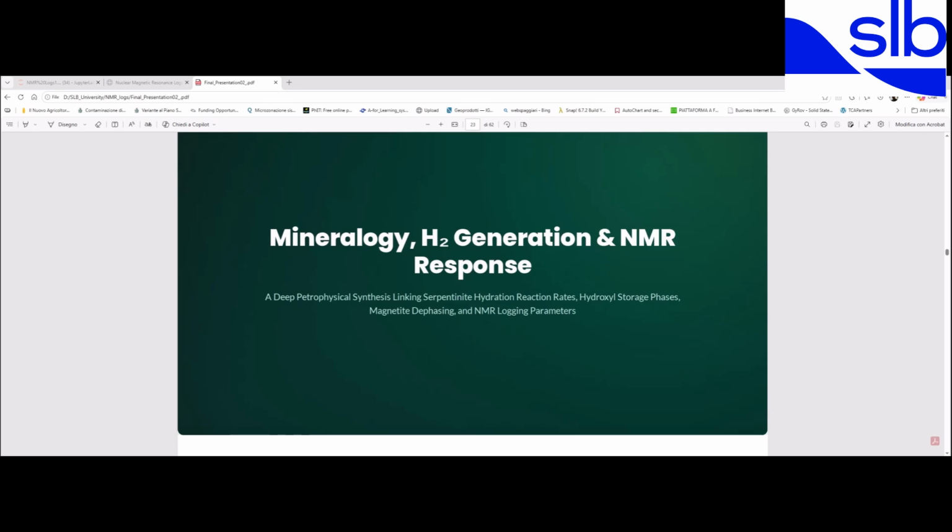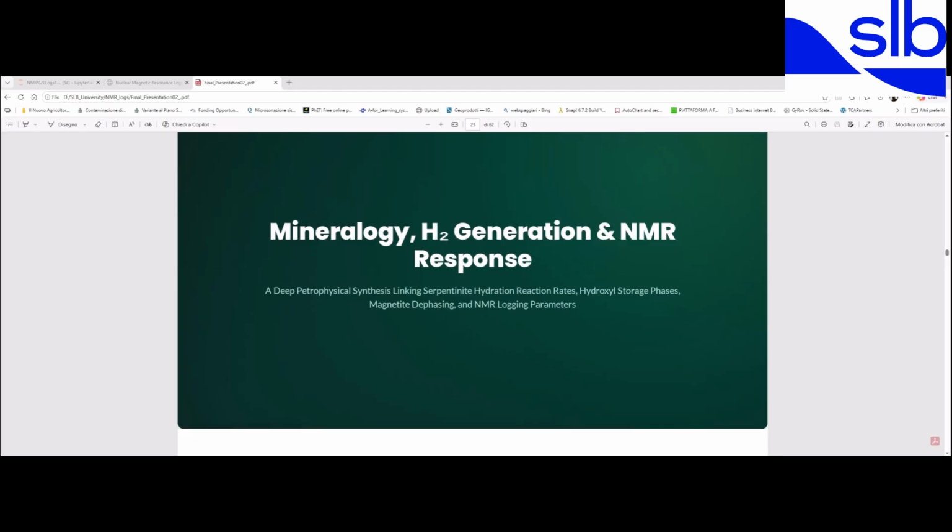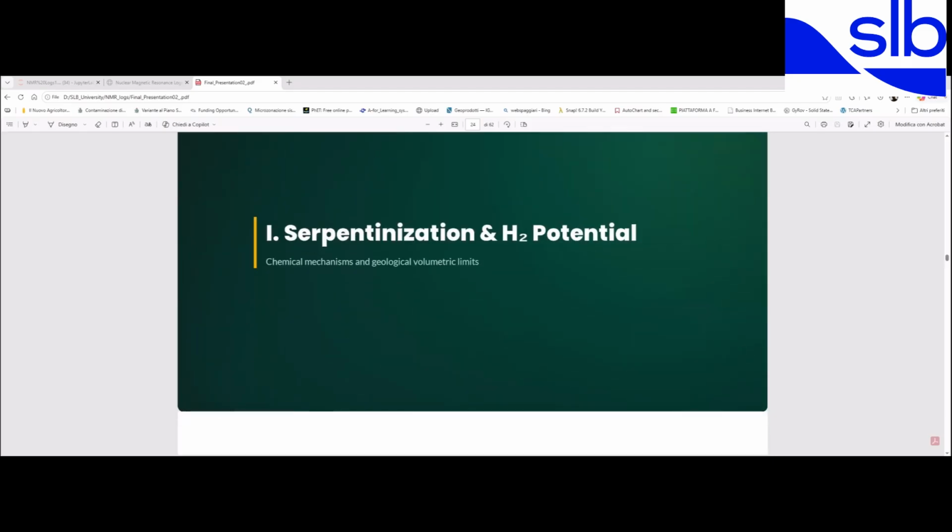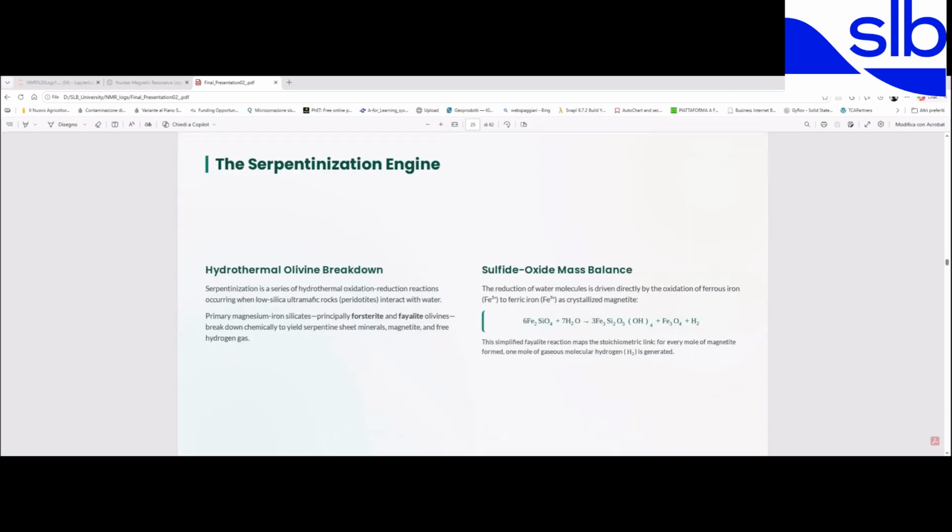So the trouble of the presence of magnetite and mineralization: the ACA2 generation and NMR response, serpentinization and ACA2 potential, the chemical mechanism and geological volumetric. Serpentinization engine. Serpentinization is a series of hydrothermal oxidation. Primary magnesium iron silicate is built up by forsterite and fayalite, olivine, that are olivine groups, breaking down chemically to yield serpentinite, sheet minerals, magnetite, and free hydrogen gas.